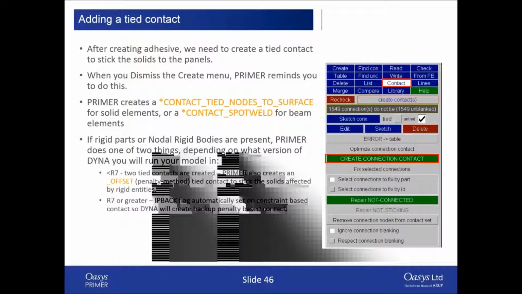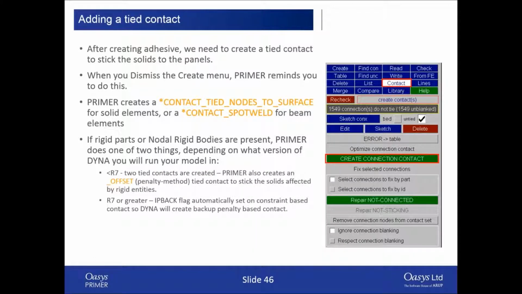Now I mentioned this in my spot weld talk, but it's worth mentioning again now because it relates to adhesive as well. So when you're creating adhesive, these solids are mesh independent. They're not meshed into the panels they're joined together. So you need to use a tied contact to tie them to the panels. Now you can do this manually if you wish, but there is a tool in Primer to automatically create and check the tied contacts. So you go to Connection Contact and you'll get a panel that looks like this. And here you can check to see which nodes within the adhesive are tied and which ones aren't. And you can also fix the problems.